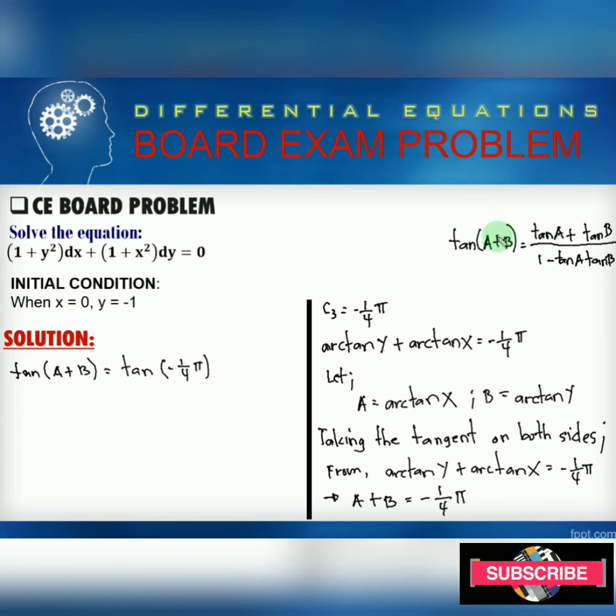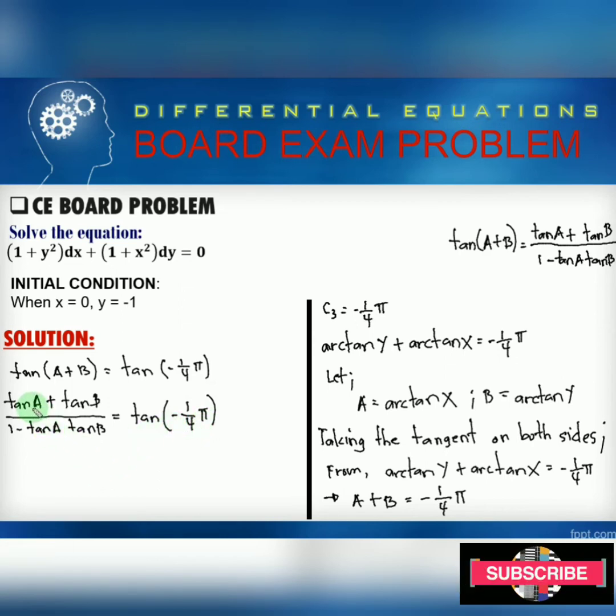Okay, so by using this one, we will have this value here, replacing this tangent of A plus B here by this value. So we can say that this is now equal to tangent of A plus tangent of B, all over 1 minus the product of tangent A and tangent B, which is now equal to the tangent of negative 1/4 of pi.